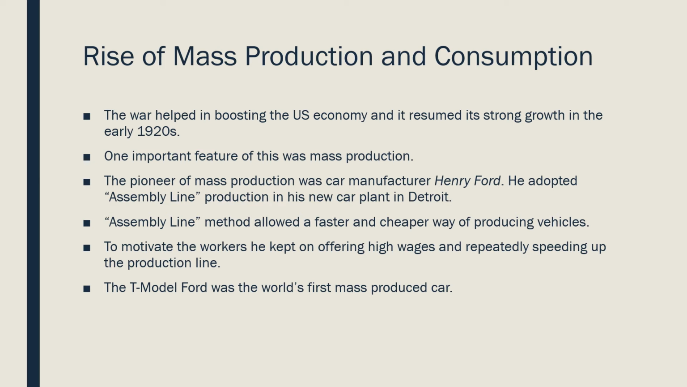the method allowed a faster and cheaper way of producing vehicles, in which the workers repeated a single task mechanically and continuously. This increased the output per worker by speeding up the pace of work. Now, the workers had no time to waste. In this way, production increased at a very fast pace. The assembly line method allowed a faster and much cheaper way of producing vehicles. To motivate the workers, he kept on offering high wages and repeatedly speeding up the production line. The Model T Ford was the world's first mass-produced car.